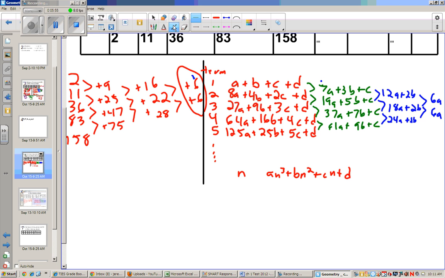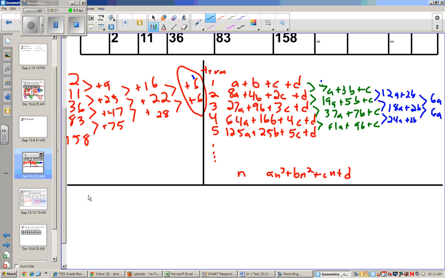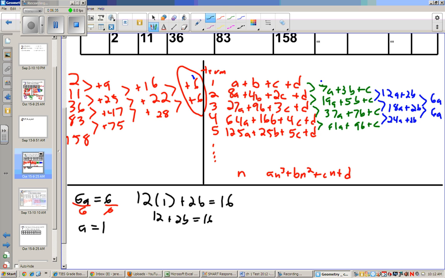Hopefully you can see that 6a matches up with 6 up there. So I'm going to start my algebra and say 6a is equal to 6. So now I divide both sides by 6 to get a is equal to 1. That's a nice little a to work with. Now I'm going to plug 1 into this function, 12a plus 2b, because 12 times 1 plus 2b has to equal whatever's in this position. Well, if you look over here, the third column on the top is a 16. So I'd have 12 plus 2b is equal to 16.